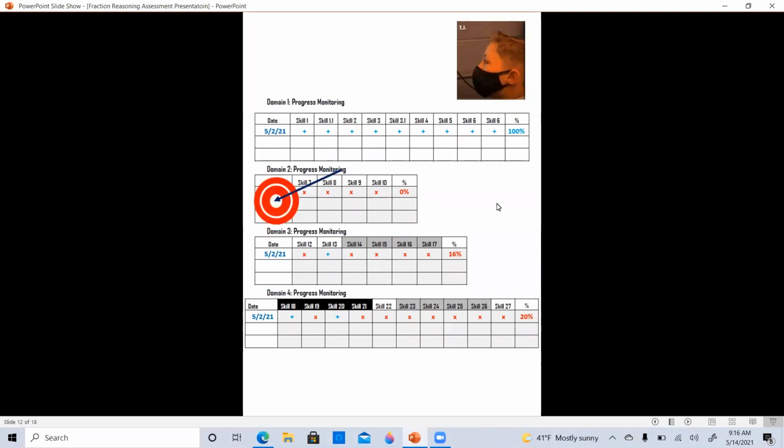Okay. And then we know that there's other skills that we need to work on as well, but we're going to work on domain 2 first, skills 7, 8, 9, and 10, because that's exactly what he needs. Once we can get through those and he's satisfactory, then we can start to work on a lot of the other skills too, domain 3 and domain 4 and so on.